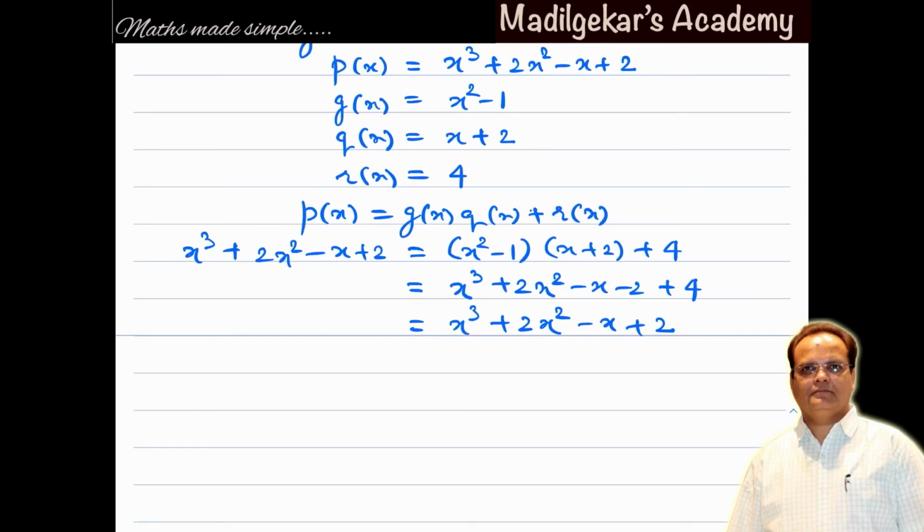So in this way we can choose the polynomials p of x, g of x, q of x and r of x. So this completes the chapter polynomials.